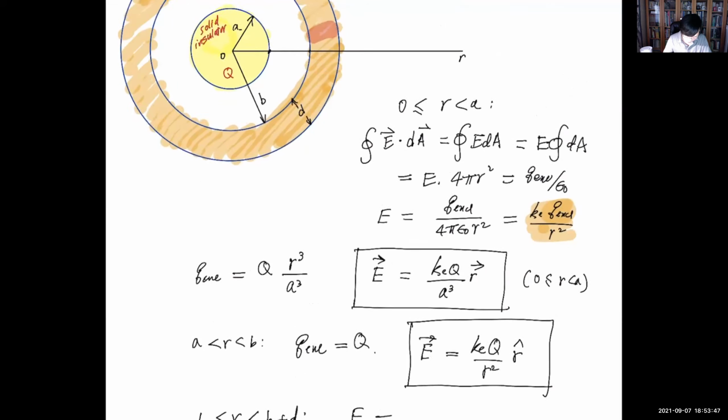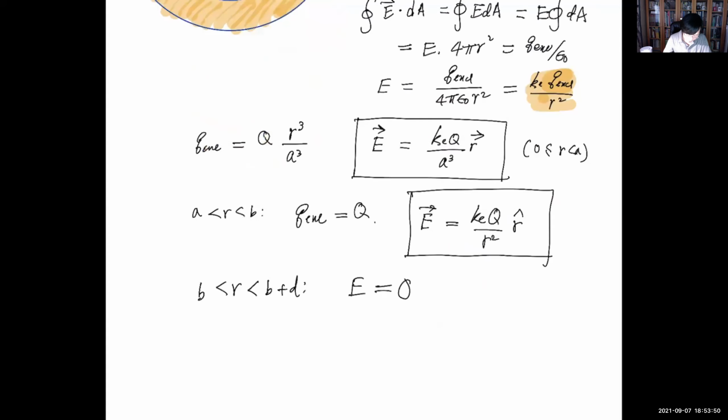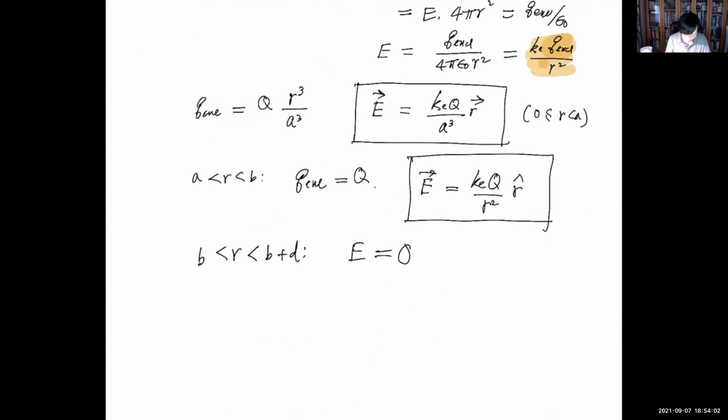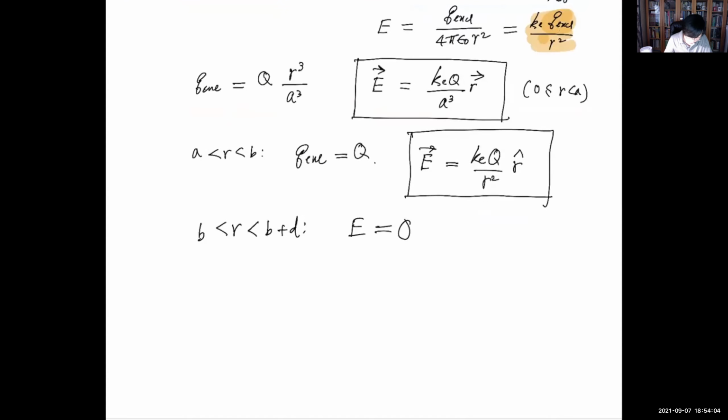So that was 0. This time you are here, right? The Gaussian surface will be something like this. How much charge does this Gaussian surface right here enclose? Q and Q. That's 2Q. That's right. Very good. So Q enclosed, for r greater than B plus D.